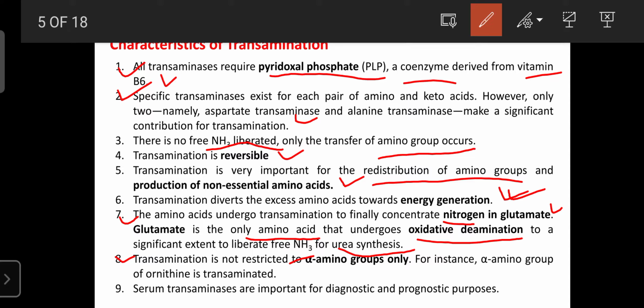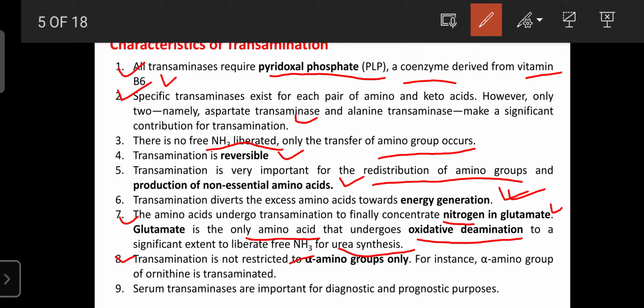Next characteristic: transamination is not restricted to the alpha amino group only. It can occur at all sites. It is not restricted to the amino group attached to the alpha carbon atom. It also happens wherever amino groups are present, where the amino group can be removed from that amino acid and supplied to the keto acid. That is why it is not restricted to a particular alpha amino group only.